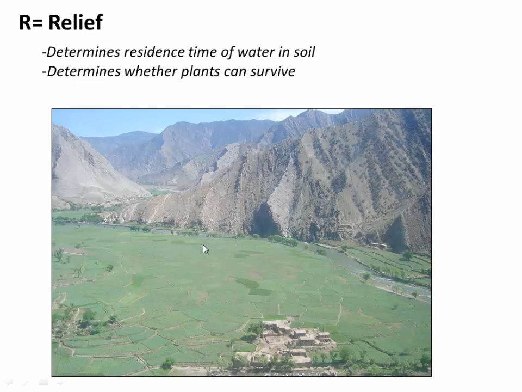Next, we've got relief, or essentially the slope of the land surface. Notice this photo. We've got a nice flat bottomland, which has a great agricultural soil, and these steep mountain slopes have almost no soil at all. So this relief is important for a couple reasons. First, it determines the residence time of water in soil. If water just quickly runs off this slope, it's not going to linger and be able to drive weathering or be able to help plants live. In contrast, water lingers in this flat soil and does both of those things.